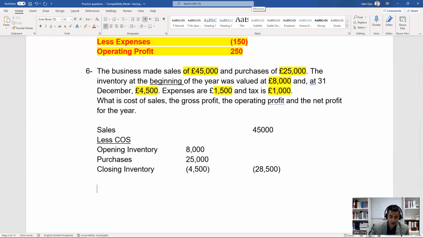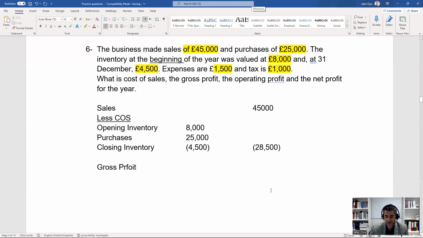So now the gross profit. Gross profit equals the sales minus cost of sales. So the sales equal £45,000 and the cost of sales equals 28,500. So take away from the £45,000, that makes £16,500. 16,500, and that is the gross profit.